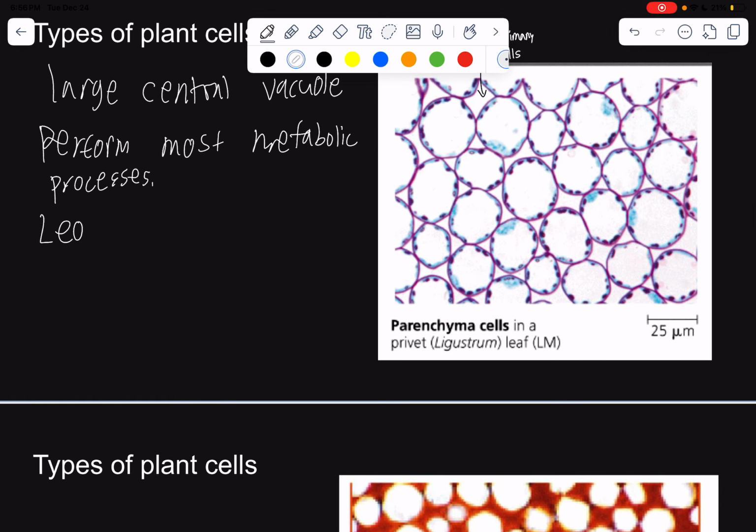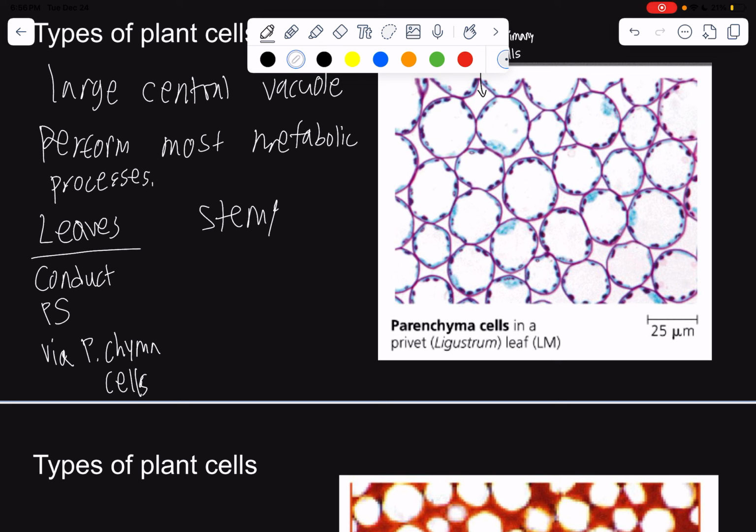So let's make a little table. Leaves conduct photosynthesis, which I'll abbreviate as PS, via parenchyma cells. And naturally, stems and roots, as they don't really conduct photosynthesis, most likely have amyloplasts. And those amyloplasts end up as something. Remember we said the central vacuole can store food as well? Well, amyloplasts act as those. They act as starch storage.